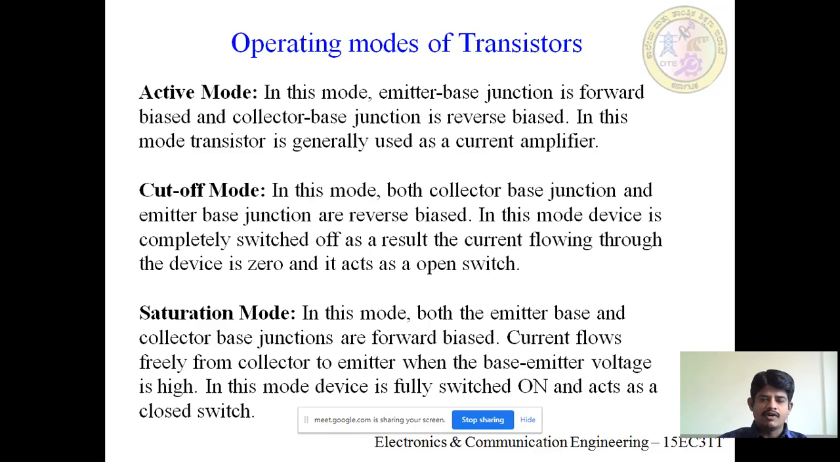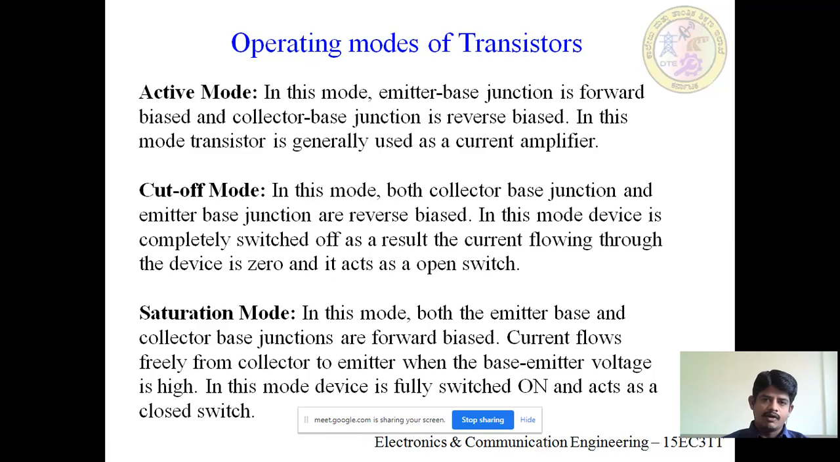Now tell me, if I want to use the transistor as an amplifier, which mode do I have to use? So I have to use it in active mode. So how can I use the transistor in active mode? I have to keep the emitter base in forward bias and the base collector in reverse bias. Okay, base collector should be reverse bias. You must remember this concept.